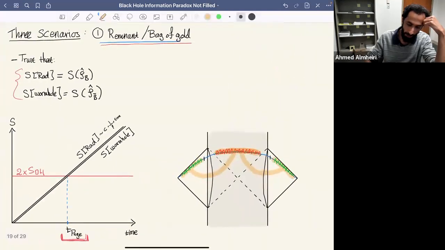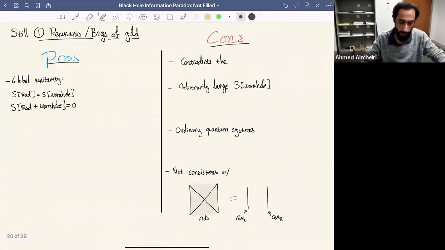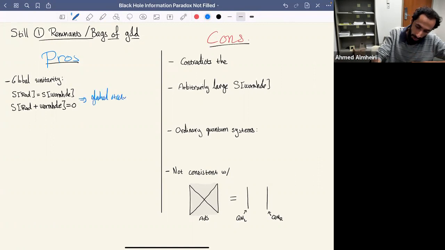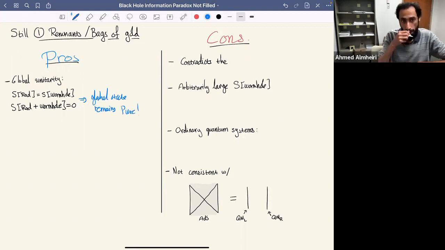Let's talk about the pros and cons of this scenario. So the pros is that you have what you can call global unitarity, right? The state on these Cauchy slices as a function of time is pure, or remains pure. So let me just say the global state remains pure. So it looks like we don't need to introduce any new physics. It's all good. And the radiation purifies the wormhole.